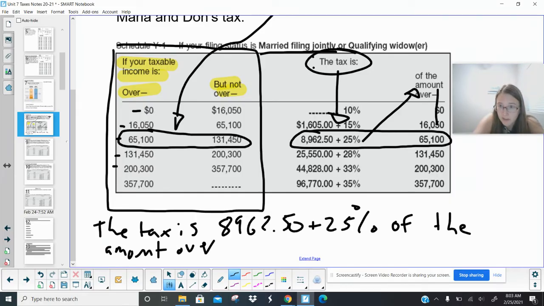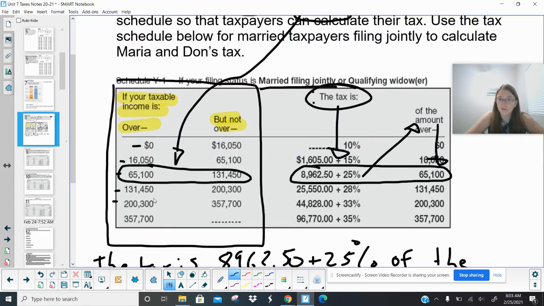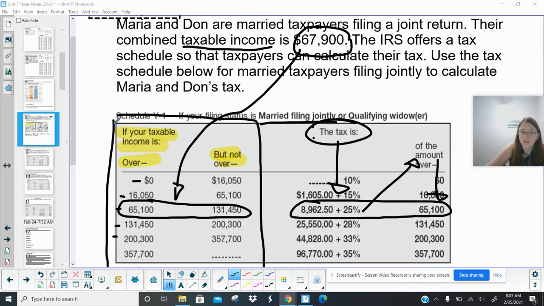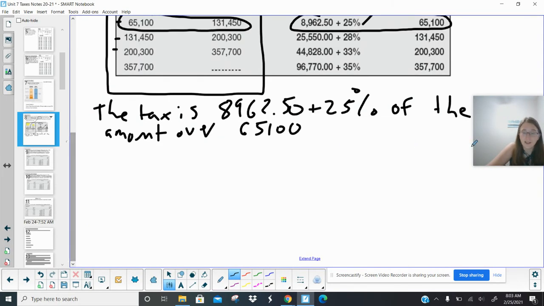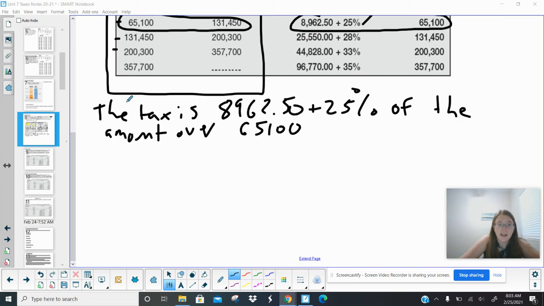And then I drop down to the number in that row, 65,100. So here's my sentence. I'm going to translate this into an equation to be solved. Now it does say, figure out their tax. Well, let's use our skills that we know. Let's start from the left and read and translate this into an equation to plug into our calculator.